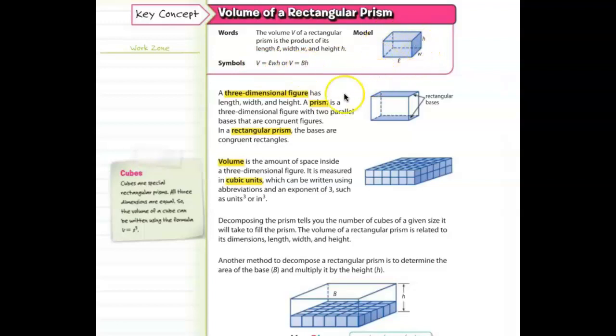So you see the model here. It's really important that you guys actually go back and look in your books and read through this information yourself. I'm going to read it quickly through here.